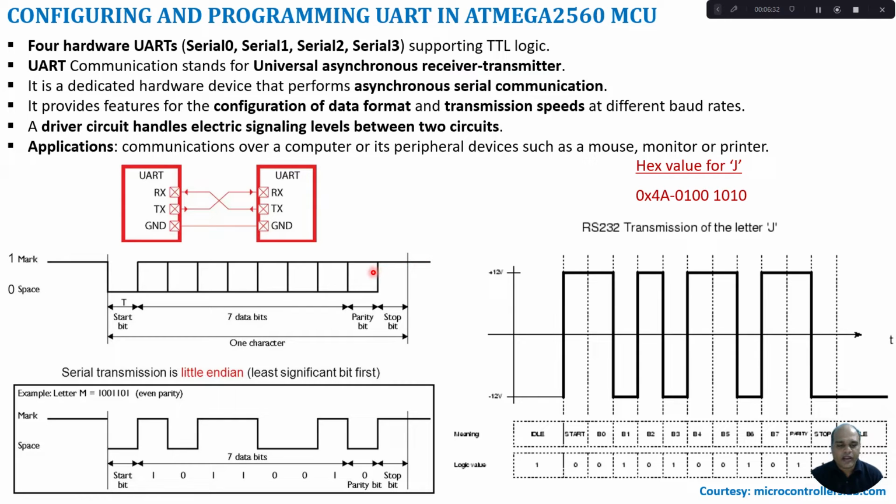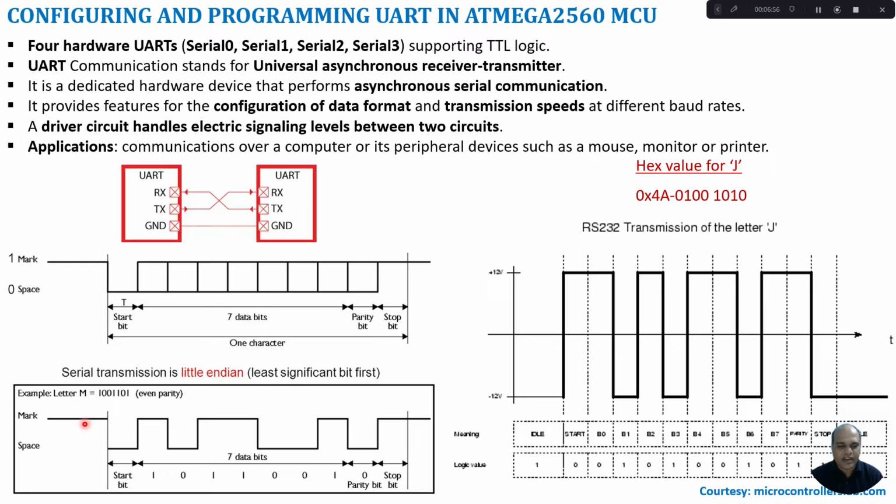So let us look at the data format. If I want to send M, capital M, the capital M is represented by its ASCII value. The ASCII value is shown here: 1001101. If I count the number of ones here, I have 4 ones, which is nothing but an even parity.